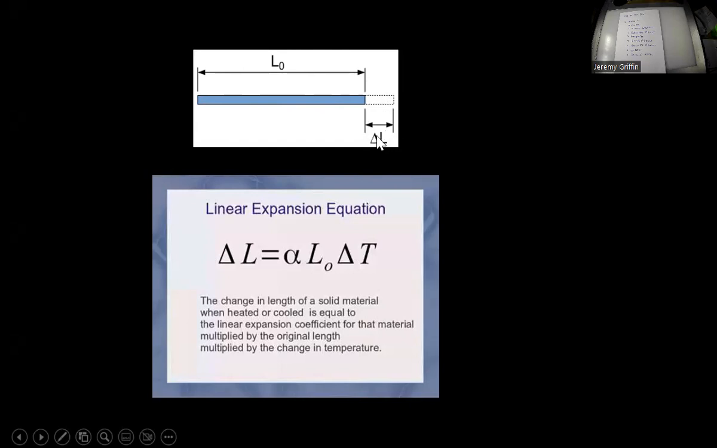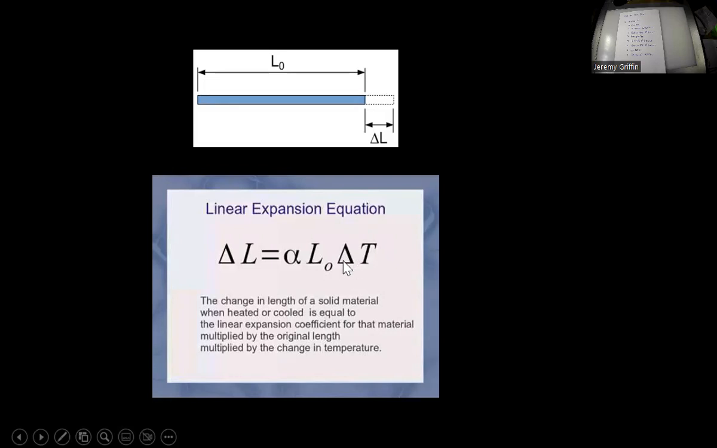That's what delta L, change in length, right? So how much will it change its length? That's delta L compared to its original length, L naught. Well, it depends on the temperature change. That's what delta T is, right? Delta T could be in degrees Celsius, it could be in Kelvin, you could also do Fahrenheit, if you're talking about some temperature change.